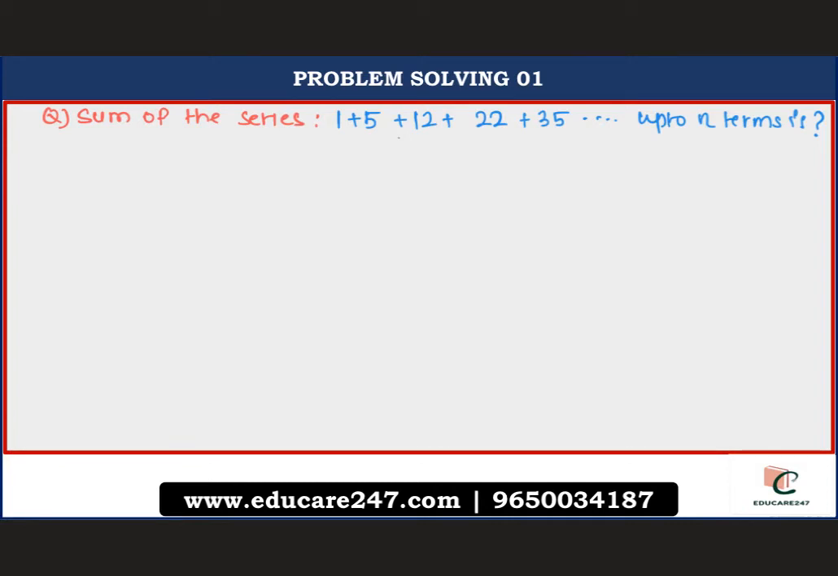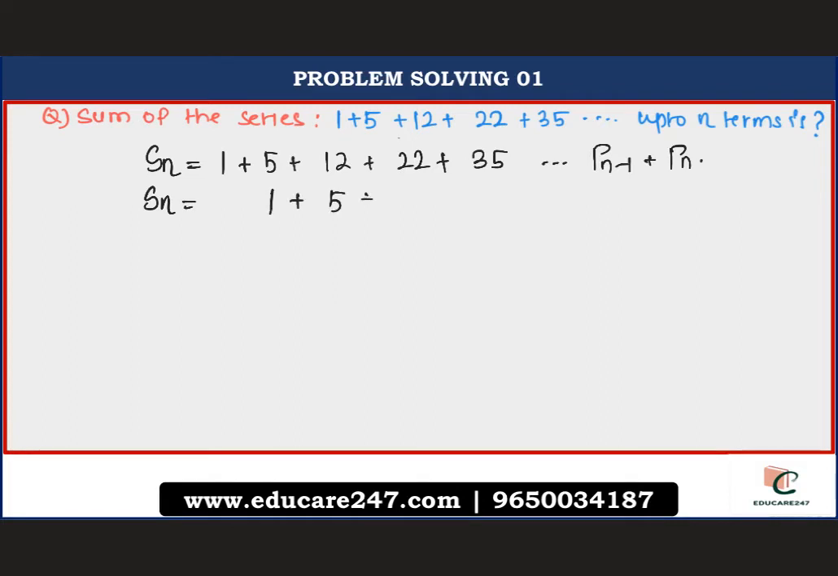So let's get started. First and foremost thing, write it in the form of Sn. Sum of n terms is equal to 1 plus 5 plus 12 plus 22 plus 35, up to tn minus 1, which is the second last term, and tn, which is the last term. We will write Sn as it is over here and just shift one element to the right side. So 1 plus 5 plus 12 plus 22 plus 35, and here you will have tn minus 1 plus tn. Now we take the difference of both the equations.